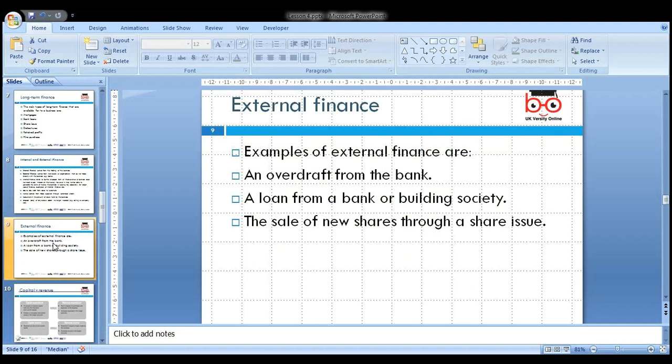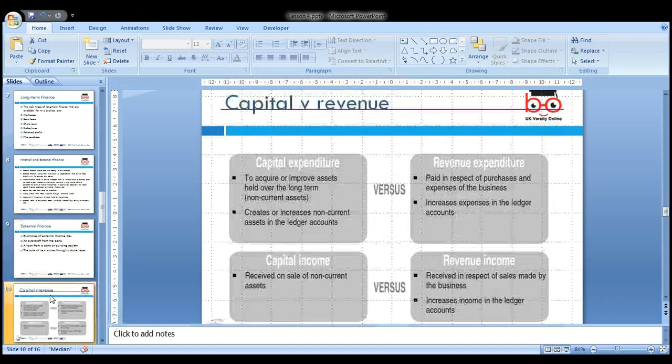Examples of external finance are an overdraft from the bank, a loan from the bank, and issuing shares. So these are the external sources of finance. Anybody any question?